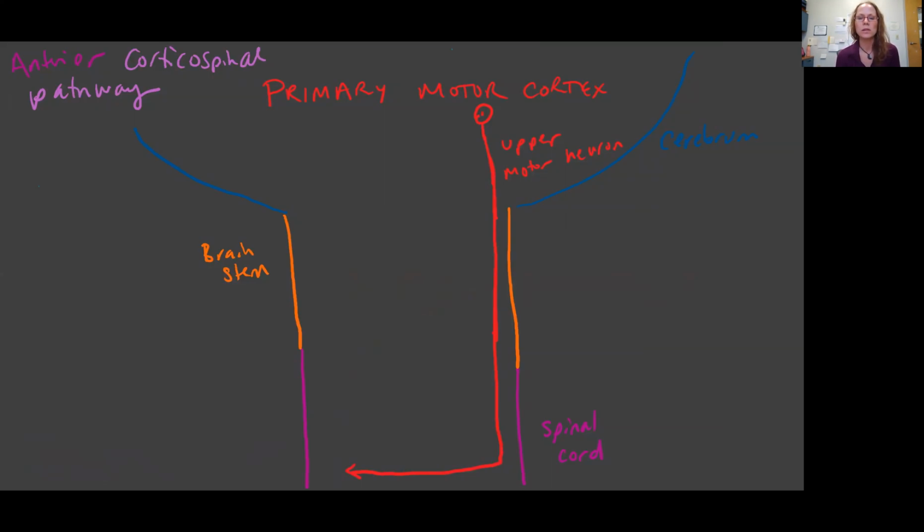So here we see that the upper motor neuron, which again is housed in the primary motor cortex, is traveling down the same side. When it gets to that part of the spinal cord, that's where decussation occurs, and then it's synapsing onto the lower motor neuron. So the key difference between the lateral and anterior corticospinal pathways is where decussation occurs.